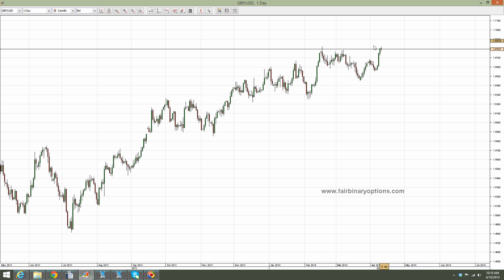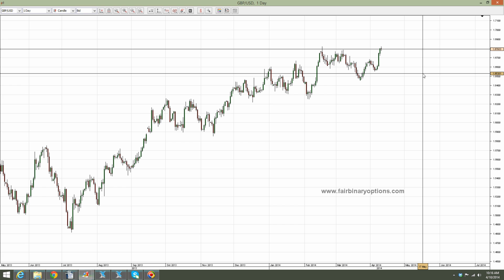Now if you look here, we have possible double tops. These are not quite my formations, or let's say I'm not quite a fan of trading such patterns, but nevertheless I am a bit bearish on the Great Britain Pound US dollar at these levels. The reason for that is the following.